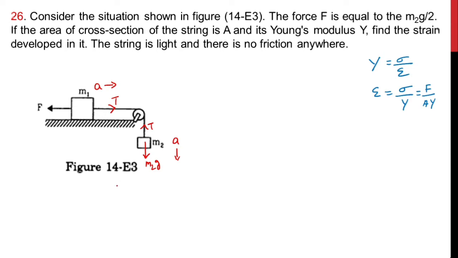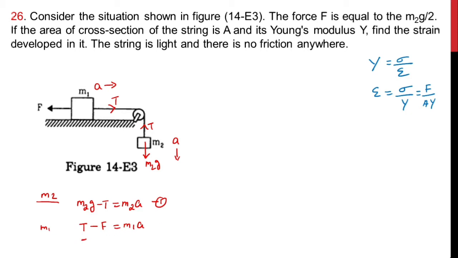So now you can write the formula here on M2. Okay, look at the block M2. What is the formula we can write here? M2g minus tension is equal to M2 into a. This is equation number 1. Same way we can write on block M1. On block M1, what can we write here? T minus F is equal to M1 into a.